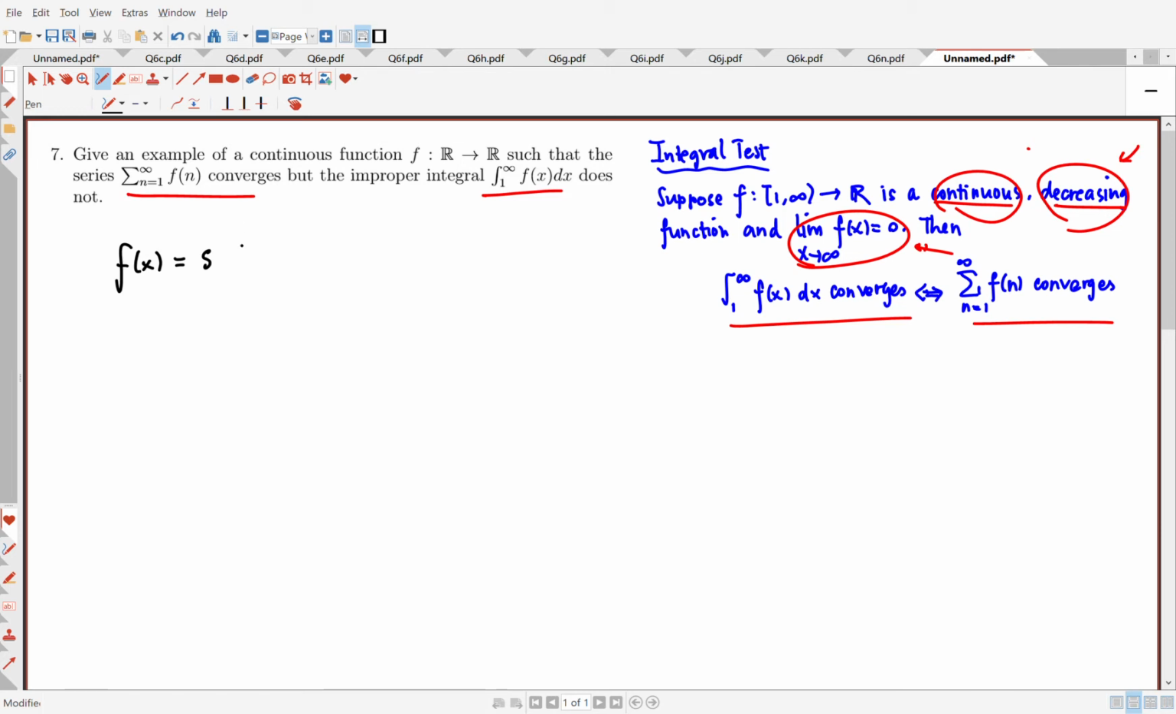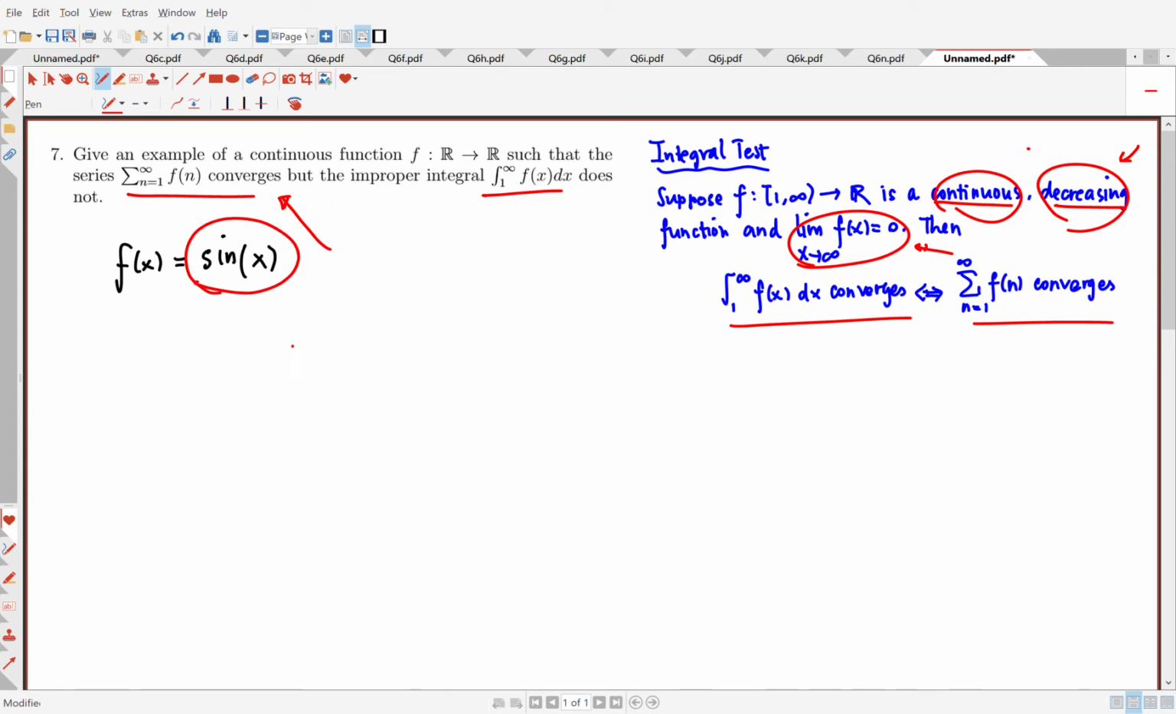The function that is not decreasing means it is something that is going up and down, up and down. So maybe we can make use of sine function. Okay, sine function. But let's say if I use sine x, then I'm not sure whether the sum of sine n converges or not, right? In fact, yeah, it shouldn't converge, right?